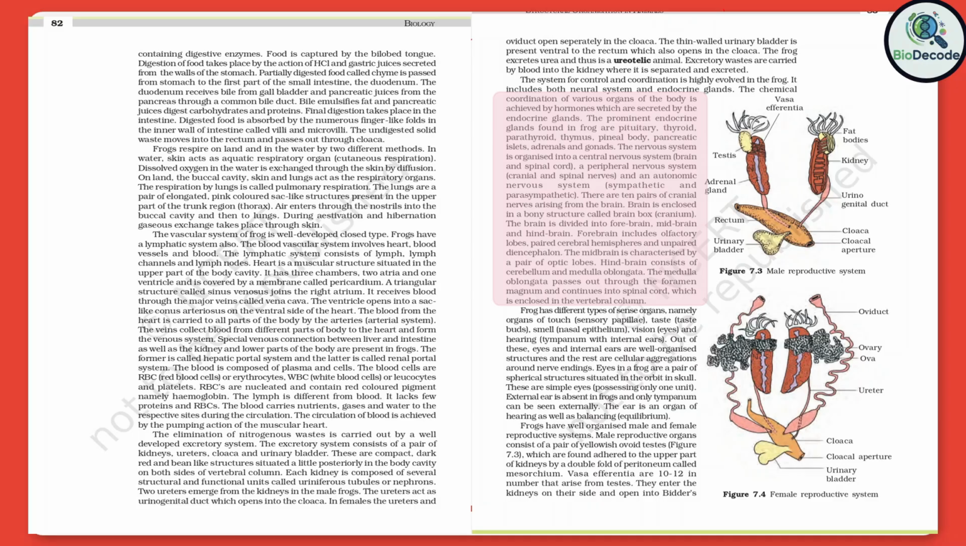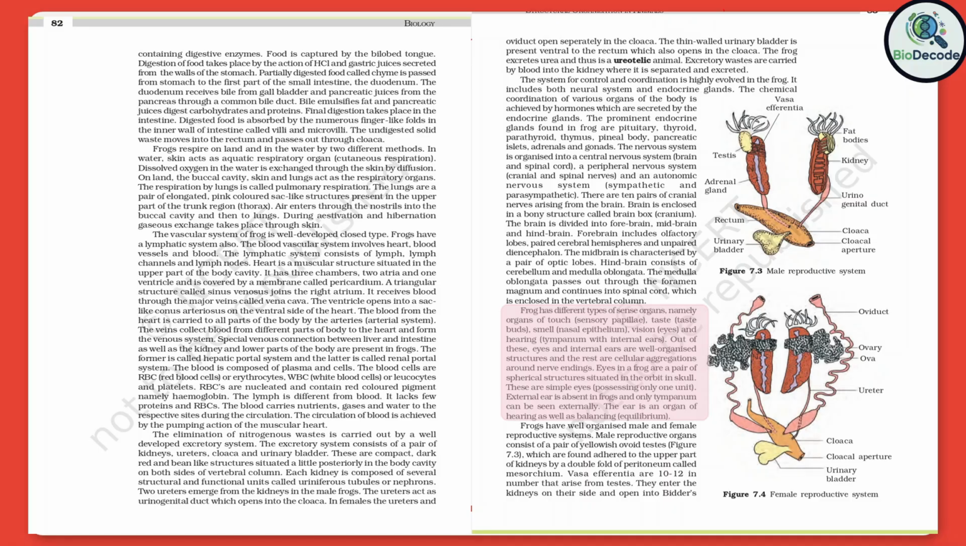The medulla oblongata passes out through the foramen magnum and continues into spinal cord, which is enclosed in the vertebral column. Frog has different types of sense organs, namely organs of touch, sensory papillae, taste buds, smell, nasal epithelium, vision, eyes, and hearing, tympanum with internal ears. Out of these, eyes and internal ears are well-organized structures, and the rest are cellular aggregations around nerve endings.